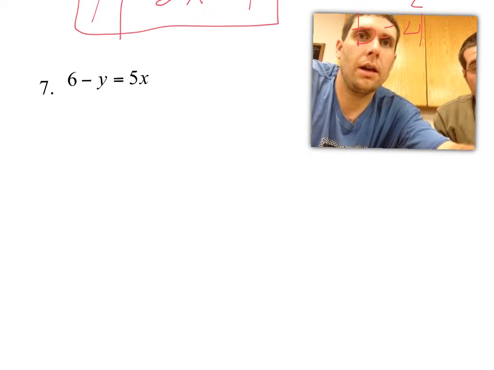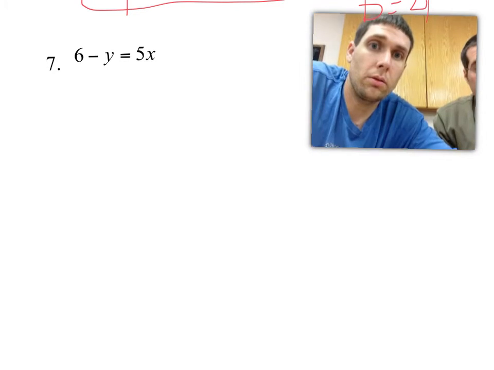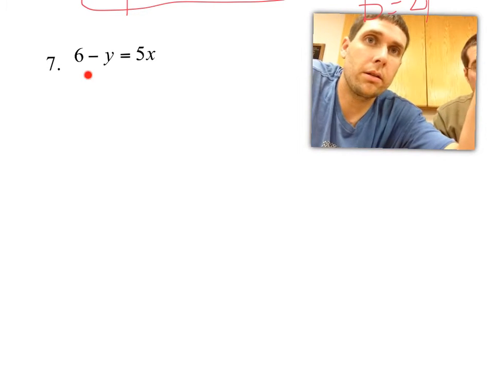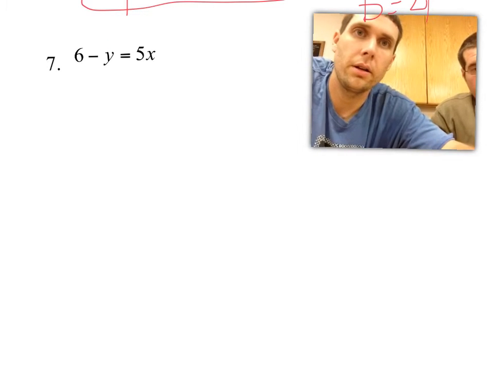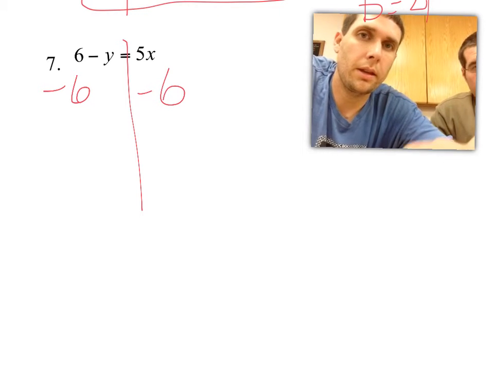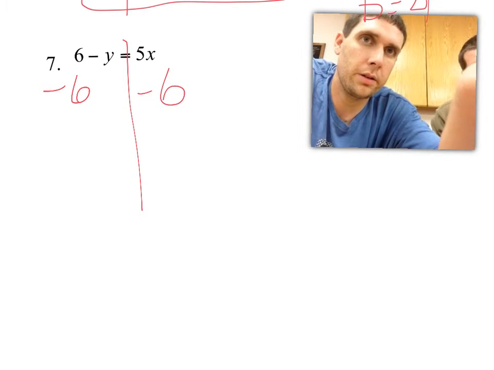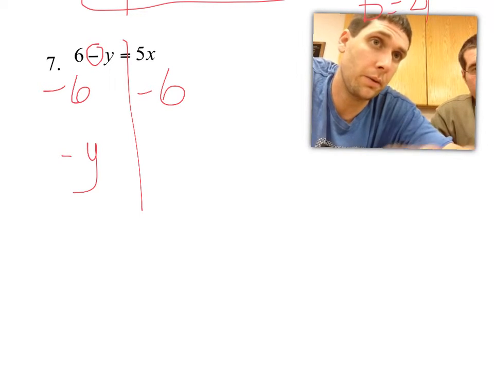For number 7 here, we want y all by itself again. So I want to get this y right here to be alone. I don't want the 6. I don't want the minus sign in front either. So the first thing I would do is subtract 6 on both sides. Now, the one thing that I see a lot here is some students forget about that minus sign, so we have to make sure we leave that minus sign with a y.